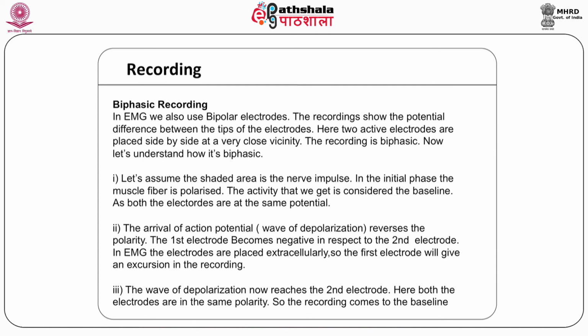In EMG, the electrodes are placed extracellularly. So, the first electrode will get an excursion in the reading. Now, the wave of depolarization reaches the second electrode. Here, both the electrodes are in the same polarity. So, the recording comes to the baseline.